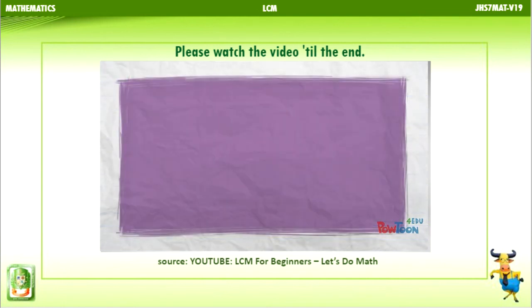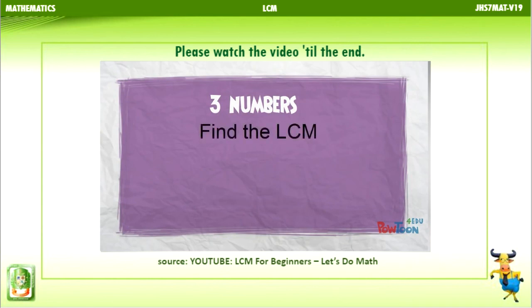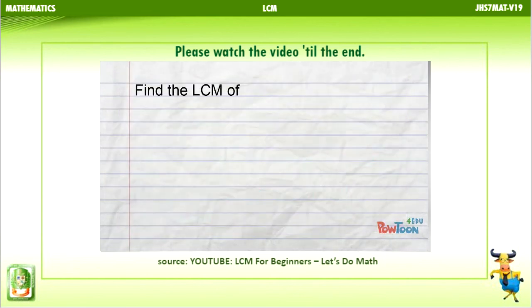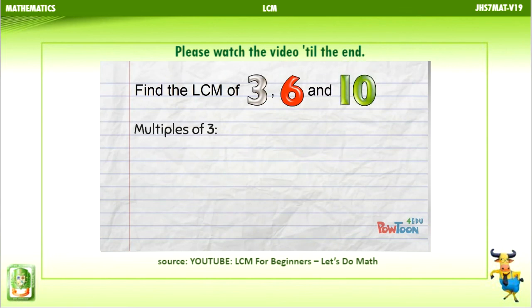Sometimes you'll be given a set of 3 numbers and told to find the LCM. In that case, we just go through a set of multiples for each of the numbers and find the lowest value that is common to all three sets. Straightforward. We'll find the LCM of 3, 6 and 10. So we list the multiples of 3, and I'm going to have to list quite a few. You'll see why. 3, 6, 9, 12, 15, 18, 21, 24, 27 and 30.